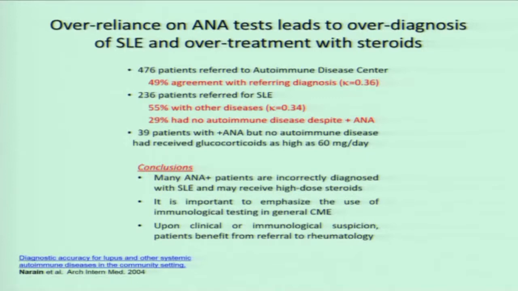And again, I think that these are numbers that change with the study but are very representative of the problem, okay? Now, the other thing is that you see that a fair number of patients that had positive ANA but no autoimmune disease actually received high doses of glucocorticoids. And again, that is not trivial.